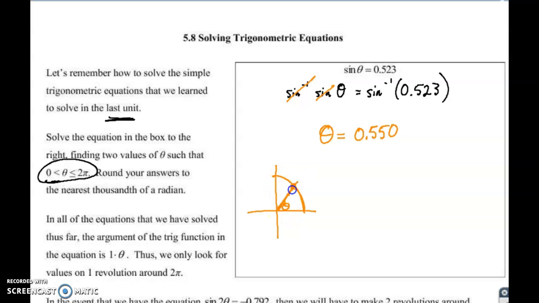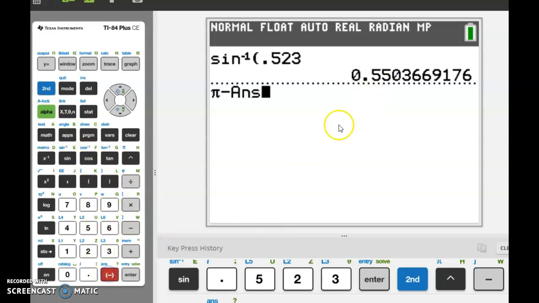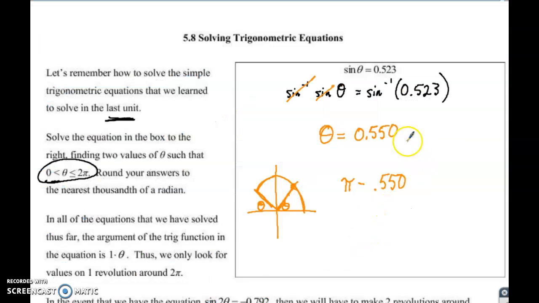So you also have to think about where else sine is positive. Well, sine is also positive in the second quadrant, and the reference angle is the same. So if you went a full half circle revolution, that would be pi that you would want to subtract off 0.550. As I type that in, make sure you hit the pi button. You do not want to round, and then minus the answer that you just got. Because if you round it, you might be off slightly, so 2.591. So those are your two answers.